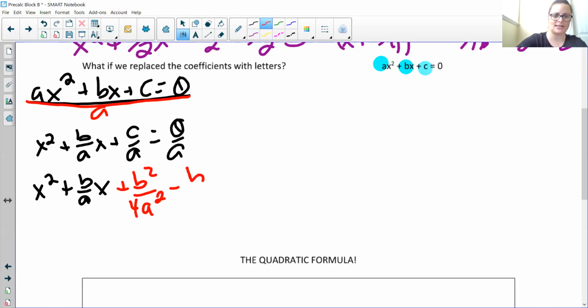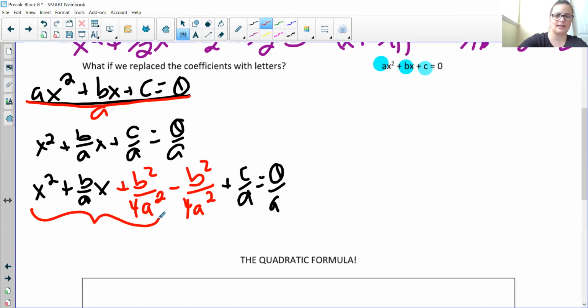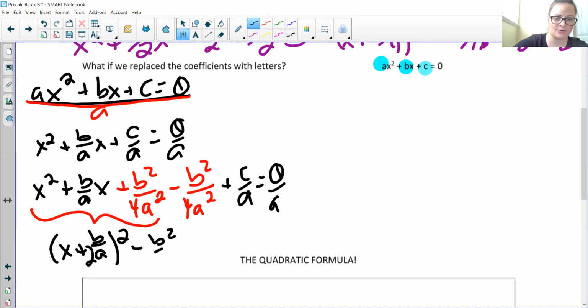And we have to subtract the same thing because, again, we're just manipulating here, and we don't want to actually change the value because then we're not actually solving. We're then going to write this as a perfect square. So that becomes x plus b over a over 2, all squared. Remember, it's half of that middle term or the square root of the third term. And then it's minus b squared over 4a squared plus c over a equals 0 over a.